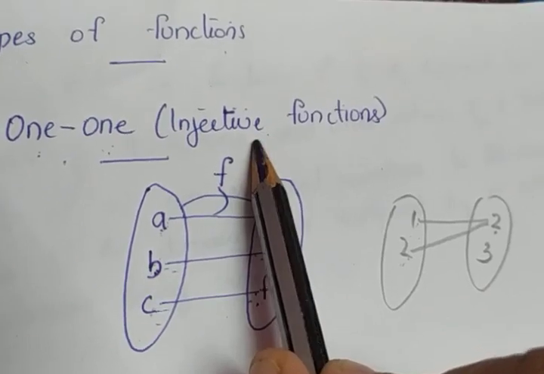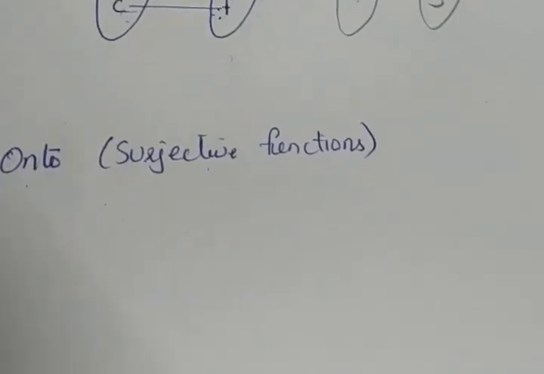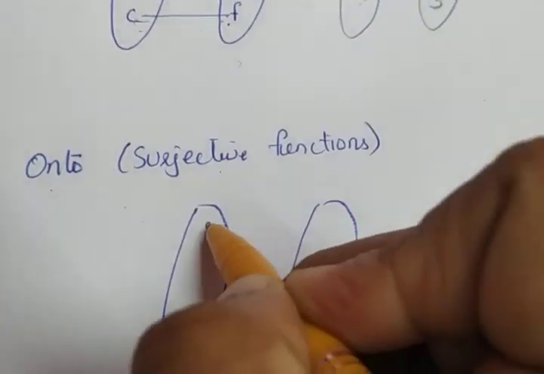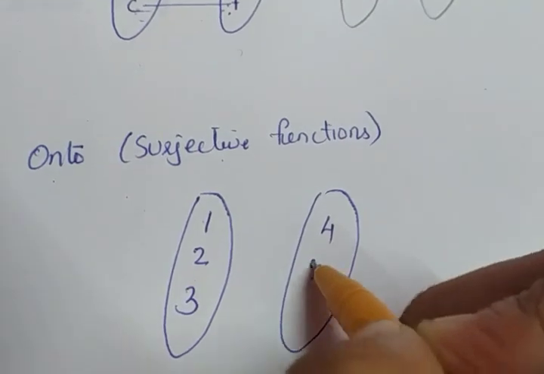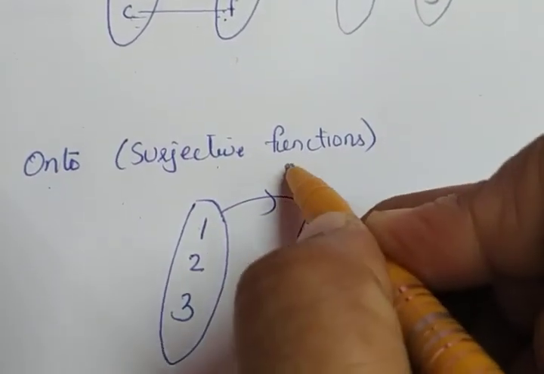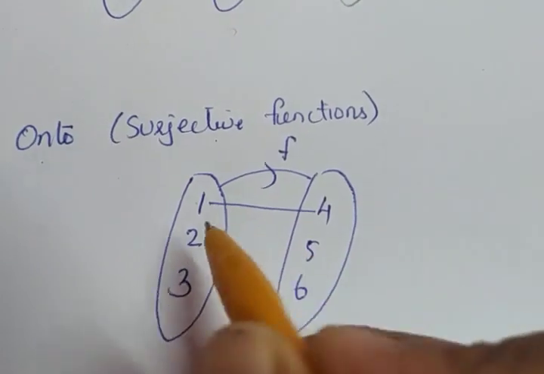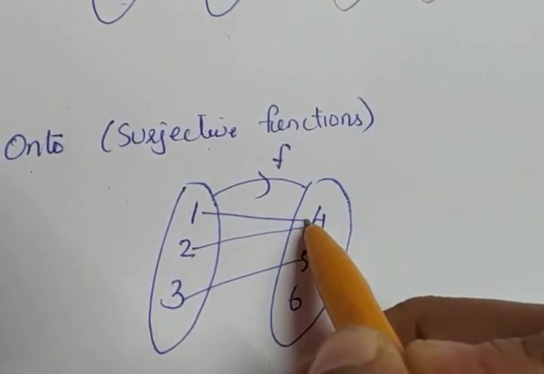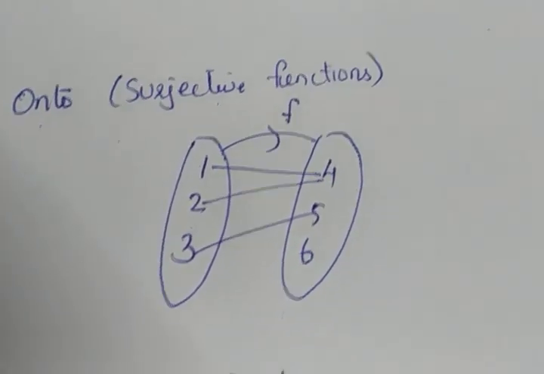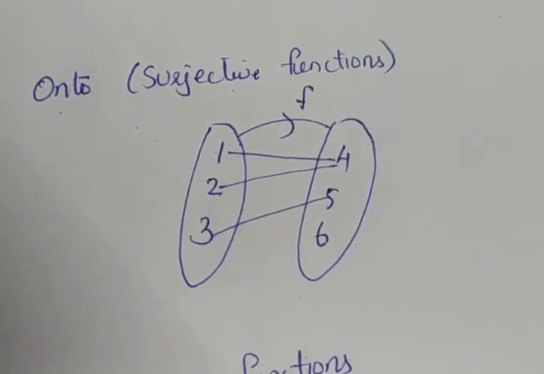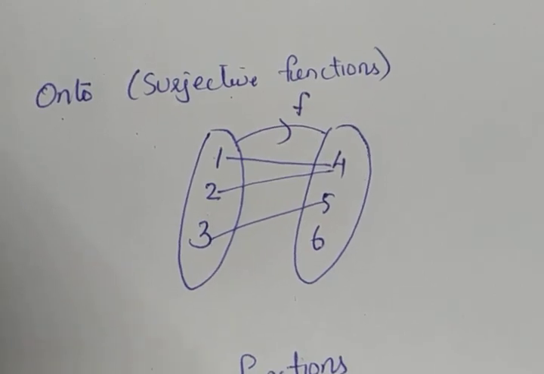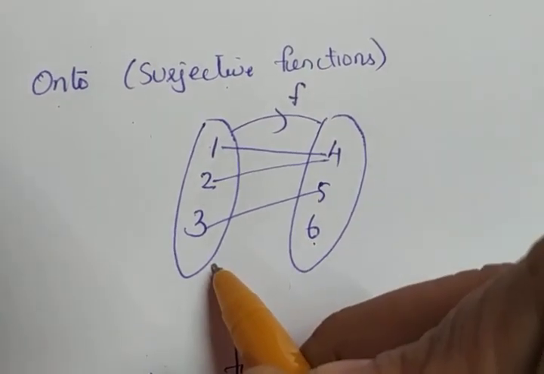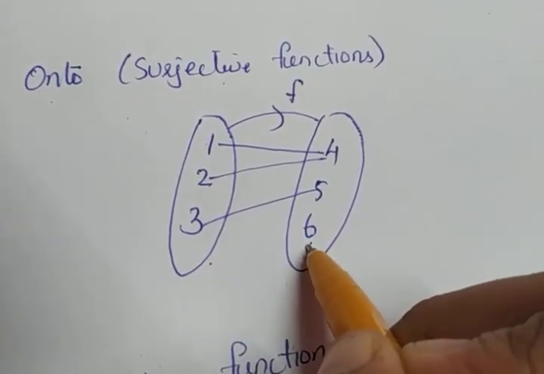Again, moving to the second one, it is on-to, otherwise surjective. Here also we will take an example. Let this function be F. 1 is related to 4, 2 is related to 4, 3 is related to 5. This will not be a surjective function. Can you guess what is the reason? Because there is an element in the second set without a pre-image.